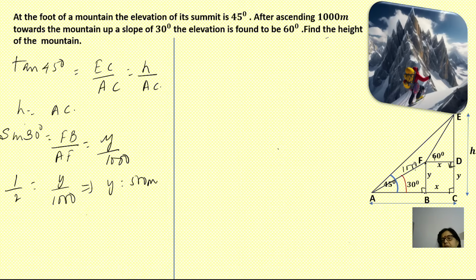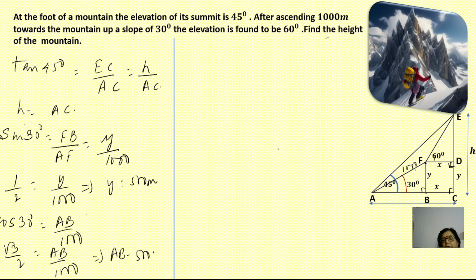Now let us find this distance AB also, applying cos 30 degrees. Cos 30 degrees is equal to AB upon 1000. Now cos 30 we know is root 3 by 2. So root 3 by 2 is equal to AB by 1000, which implies AB is equal to 500 root 3. So this distance becomes equal to 500 root 3, and this vertical distance is 500. Now we need this AB because we have to calculate BC from this total distance AC. So now BC can be written as H minus 500 root 3.